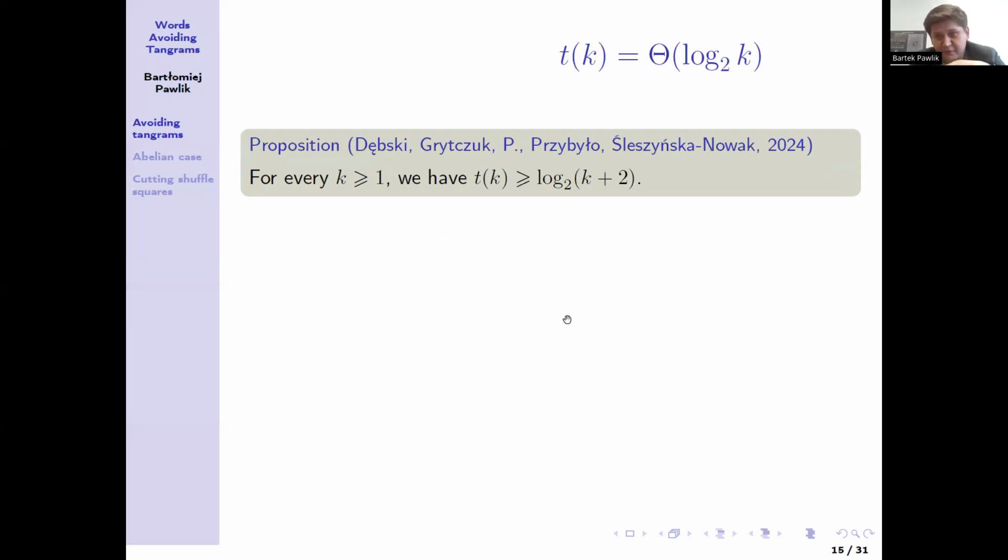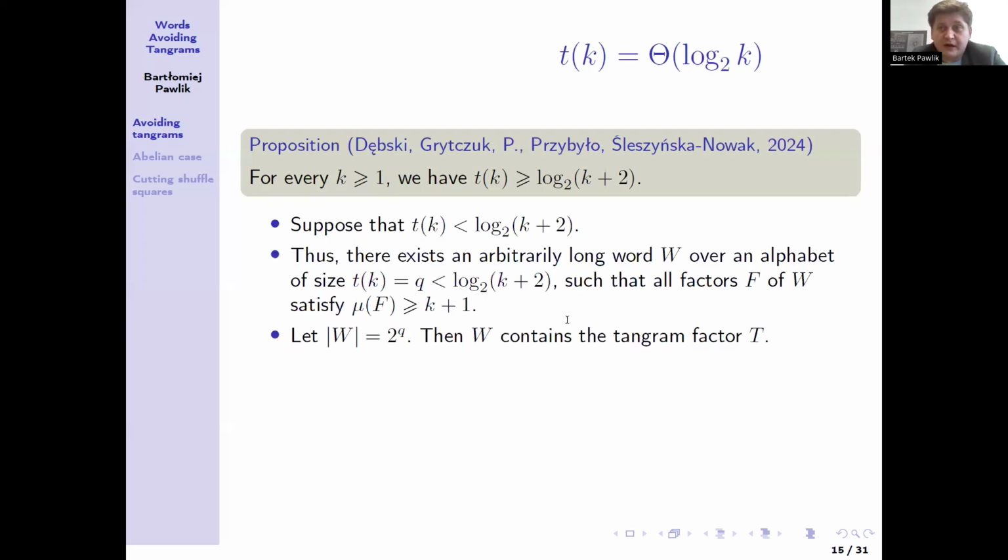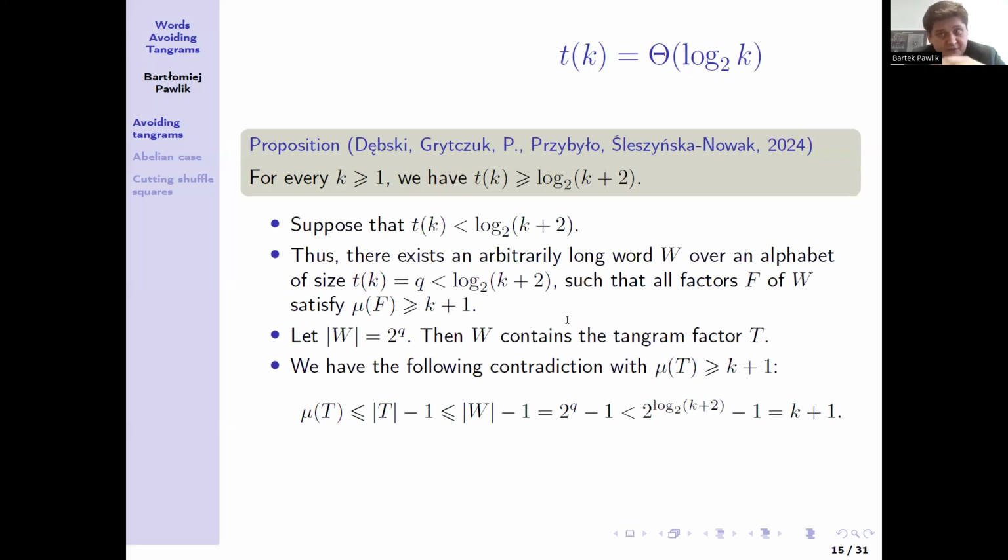And from the bottom, the easy fact is that there is logarithm as well, logarithm of 2, and the justification is a simple calculation. We start with the assumption that t of k is less than logarithm, and we get the contradiction with very simple calculations. So this logarithm is very optimal, I would say.